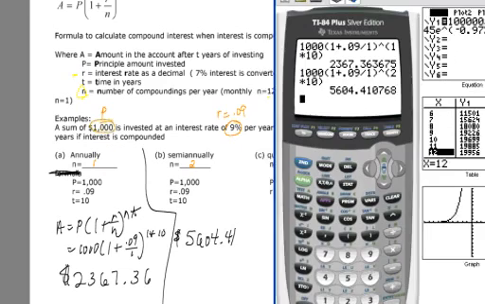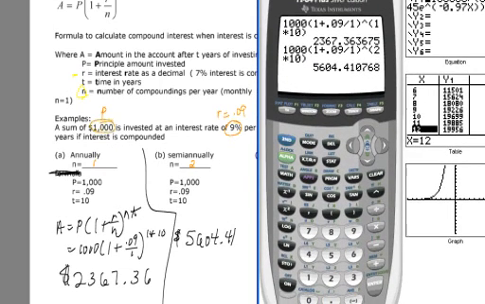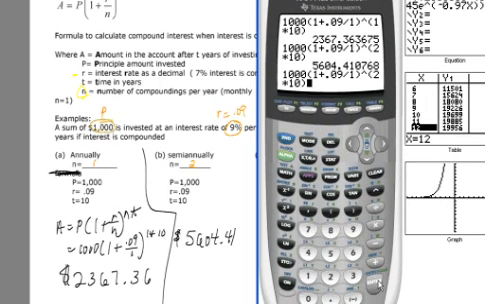Quarterly, 4 times a year. So let's do the same thing. Let's do second entry, and let's change the 2 to a 4 and make it quarterly. Oh, I knew I forgot something in my formula. This is R over N. When I changed my formula over here in the second one, I forgot to change that 1 to a 2. This 1 should be a 4.